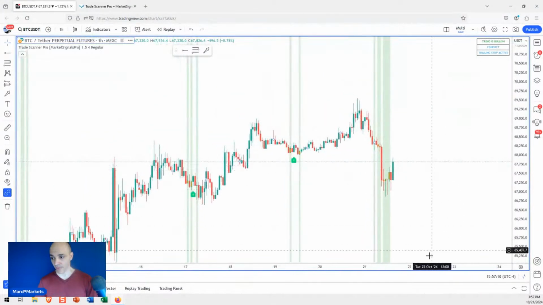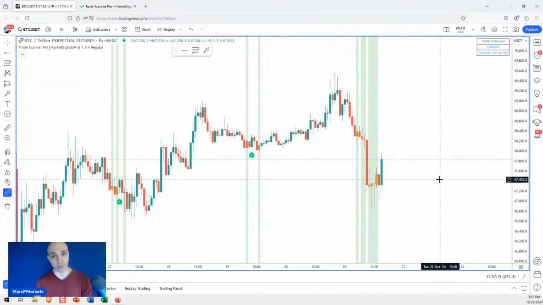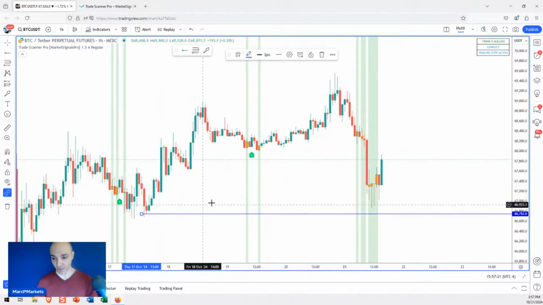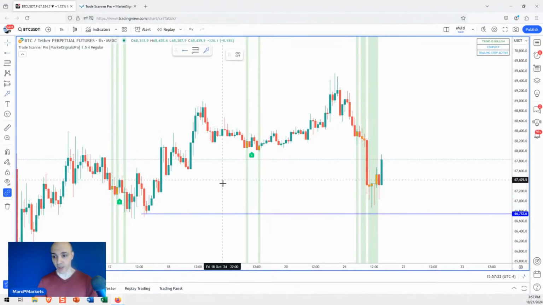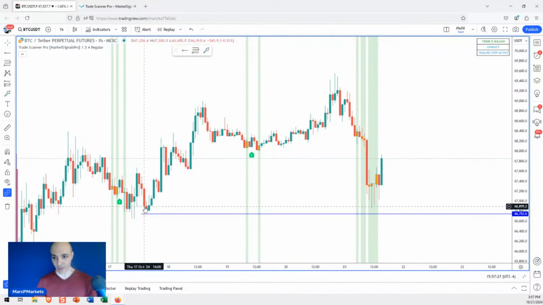Like I said before, there are 2 components: trend, and then support and resistance levels. This is now the key part to using the Trade Scanner Pro, identifying the support and resistance. I have support over here. That's pretty clear. We had this little double bottom situation, whatever you want to call it. Price bounced off that level. That's support on the hourly.